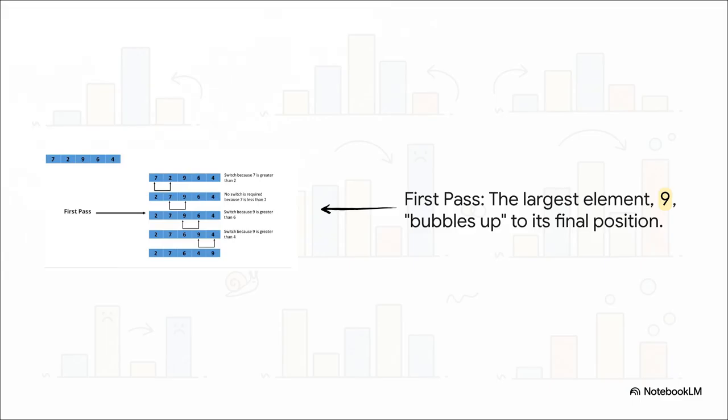So first pass, we compare 7 and 2. Is 7 greater? Yep, so we swap them. Now we compare 7 and 9. Nope, 7 is smaller, so no swap. On to the next pair, 9 and 6. 9 is definitely bigger, so swap. And finally 9 and 4. Swap again, and just like that, after one complete pass, our biggest number, 9, has bubbled all the way to the end. It's done, its journey is over.